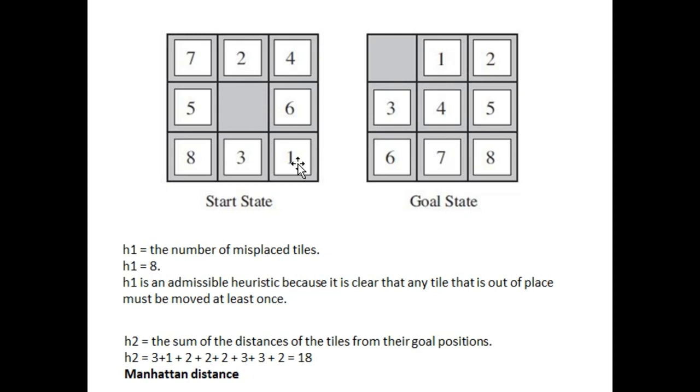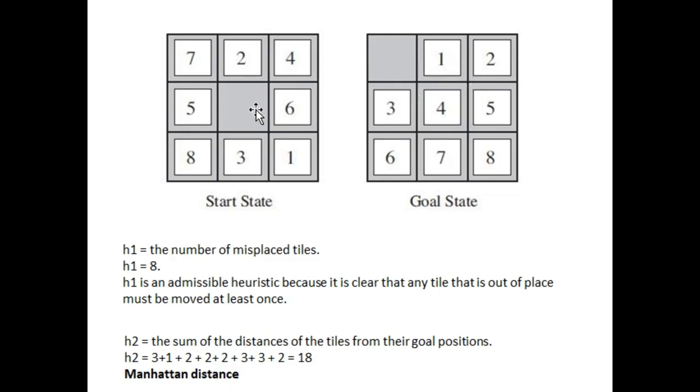In our initial state the tile 1 is here. In our goal state the tile 1 is here. In our initial state the tile 2 is here. In our goal state the tile 2 is here. So we want to move this initial state to the goal state, and this is our problem.